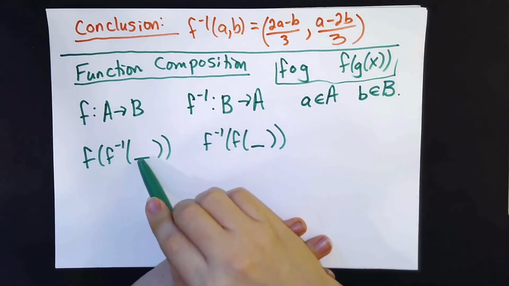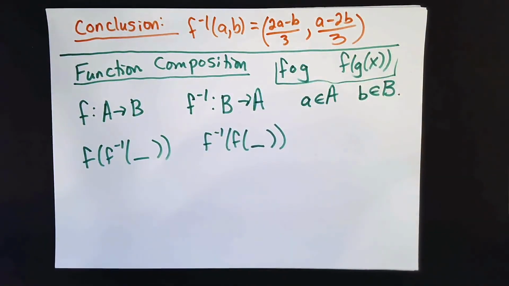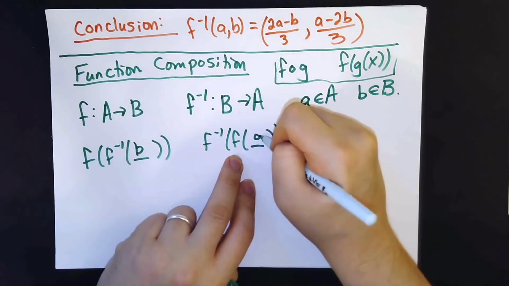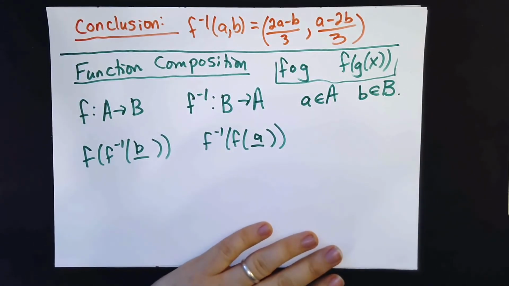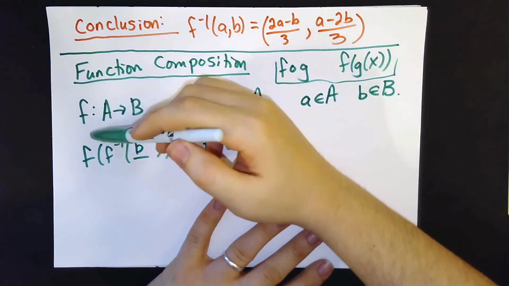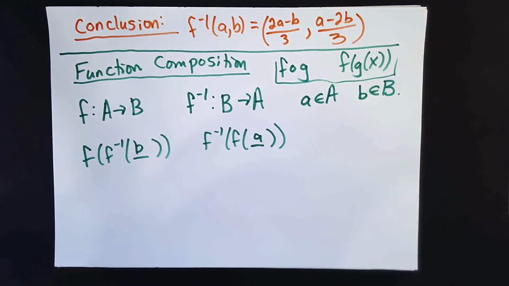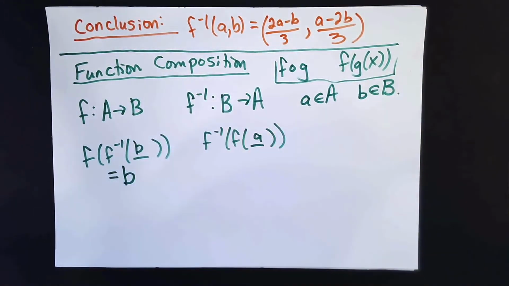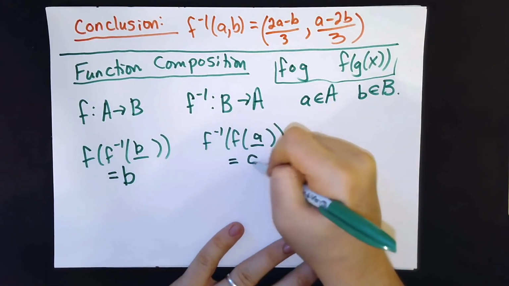The answer is I have to put b here, because f inverse takes inputs in B. So this is going to be of little b. Likewise, here, f takes inputs in A, so I'm going to have to put a little a here. So I want to think through what each of these things actually is. So what's f of f inverse of b? Well, you're probably going to guess, and you'll be correct, that it is b. And likewise, f inverse of f of a is a.